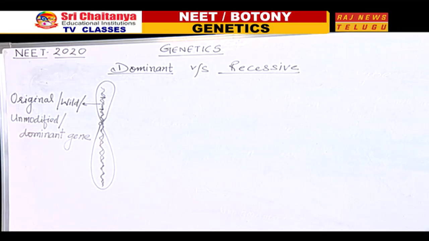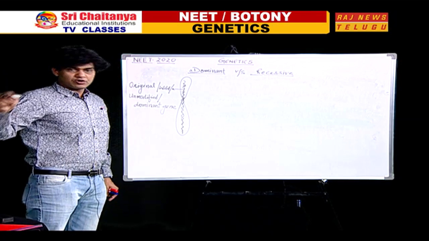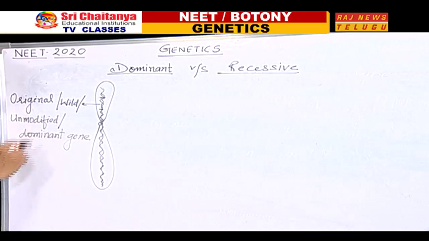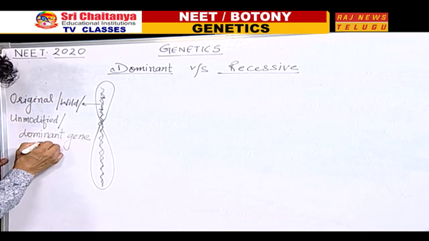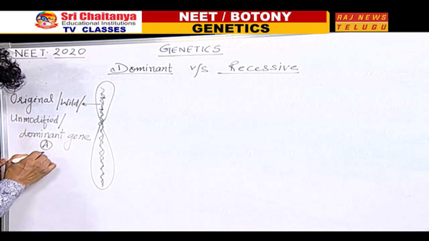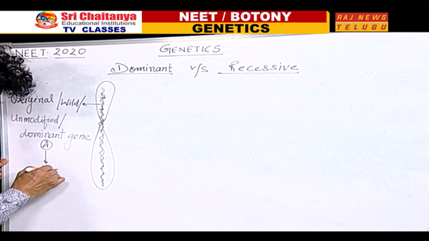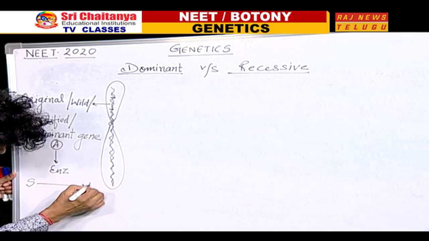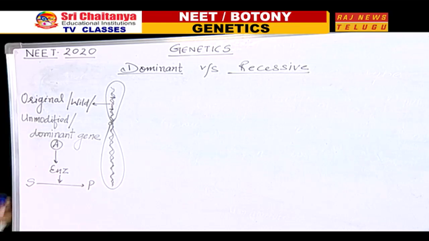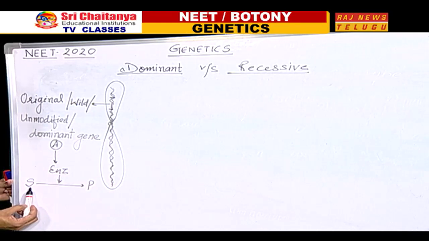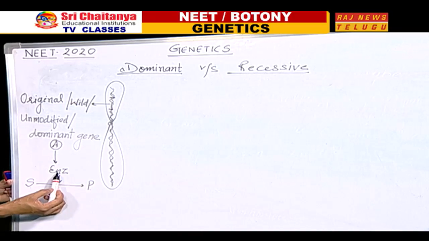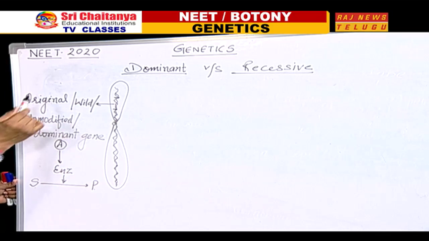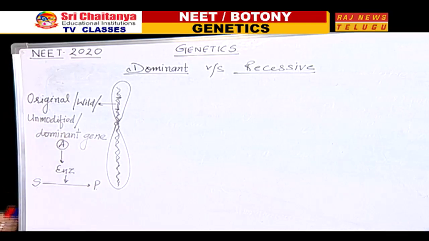I can conclude likewise, the gene which is present since the origin of a species, since the beginning, is known as the original gene or wild gene or unmodified gene or dominant gene. This gene, suppose I give it the symbol capital A, will give rise to a particular enzyme, and this enzyme leads to a conversion of a particular substrate into a particular product. Conversion of this substrate into a particular protein product depends on the presence of this enzyme, and this enzyme is a result of this gene A, that is the original gene, the wild gene, the unmodified gene, the dominant gene.